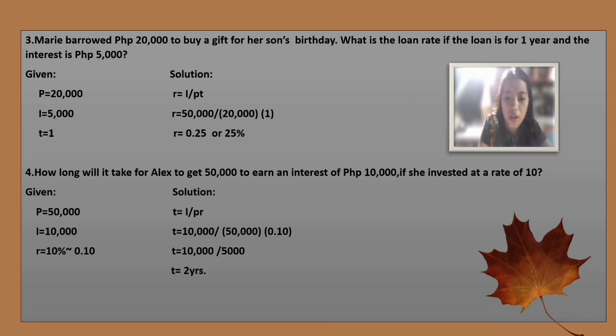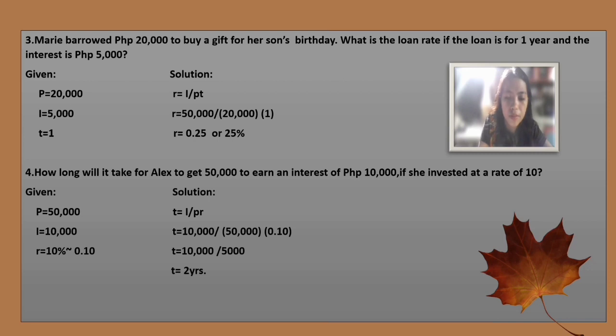Example number 4. How long will it take for Alex to earn an interest of 10,000 pesos on 50,000 pesos if she invested at a rate of 10%? So the given is P equals 50,000 pesos, I is equal to 10,000 pesos, and R is equal to 10%, and we have to convert it into a decimal, so 10% will become 0.10. In the solution, since T is unknown, the formula that we are going to use is T equals I divided by P times R.